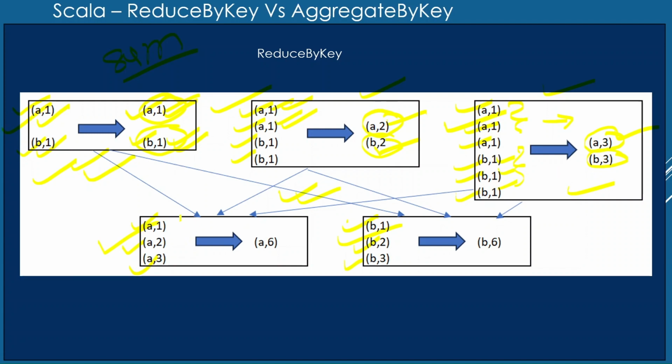Once the data has shuffled and sits in these two partitions, again this aggregation function is going to apply in each individual partition, and we can say the resultant data is A is equal to 6 and B is equal to 6. 6 is the sum aggregation of this data. So here I tried to make you understand how reduceByKey actually works in different partitions, and how the data is shuffling from partition to partition within the executors over the network.